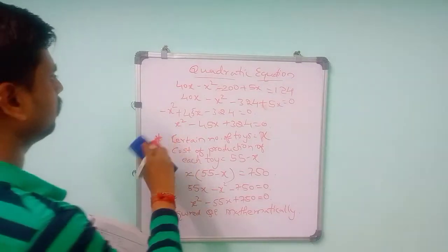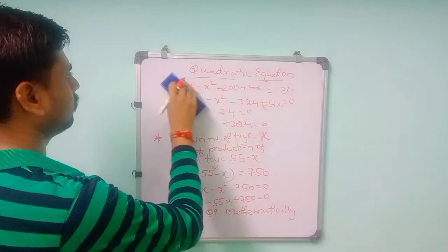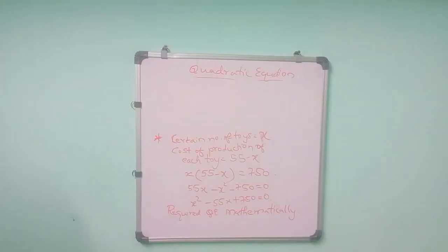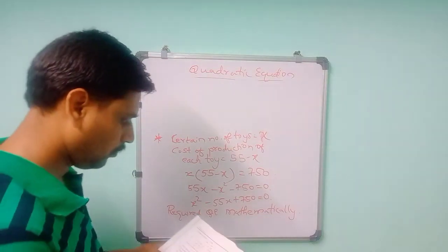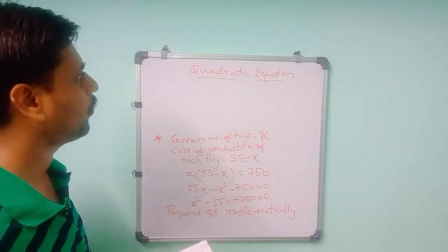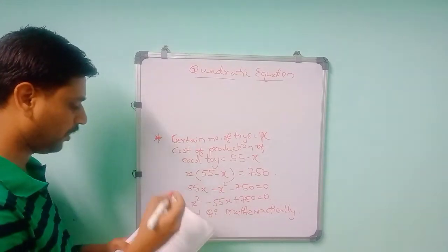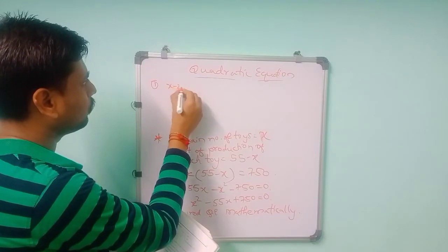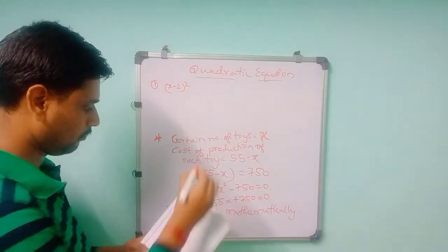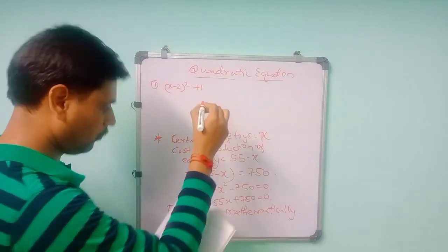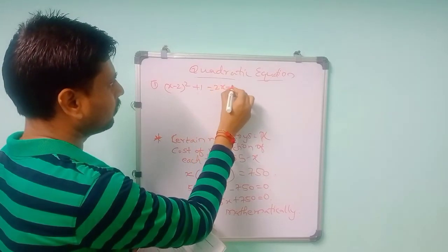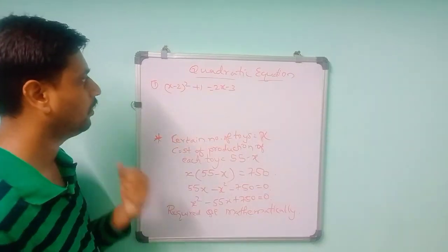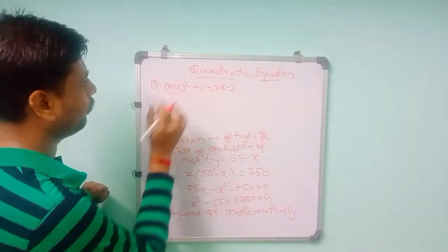Then they will give you a quadratic equation. You have to check whether it is in the form of a quadratic equation. Take one example. First one: x minus 2 whole square plus 1 is equal to 2x minus 3. First, for checking whether it is a quadratic equation, it should be in the form ax square plus bx plus c. So first you have to simplify this one.